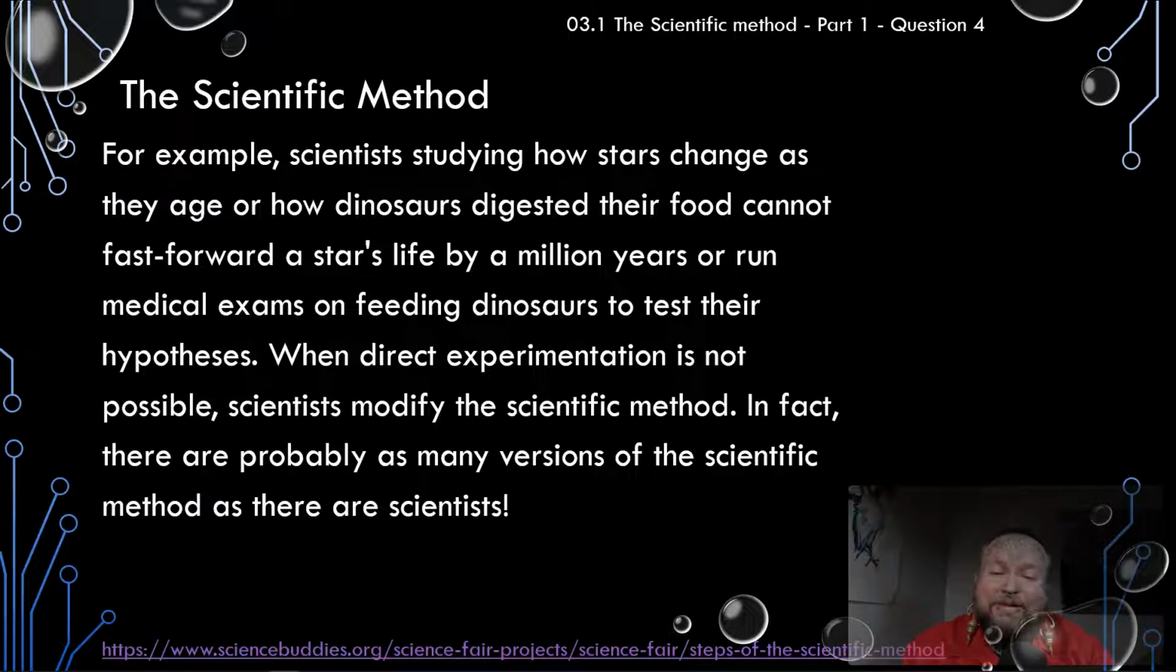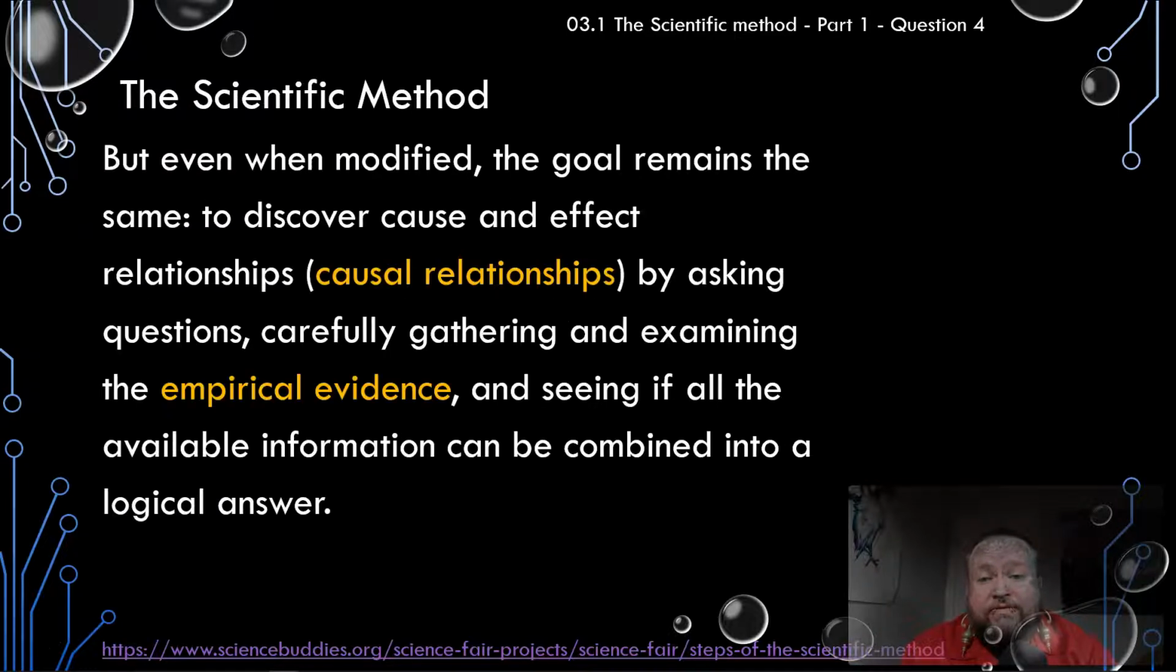This is not my background. So you have to have that modification, but it's still within there, and there's still that scientific method. But even when it's modified, the goal remains the same, to discover cause and effect relationships. So establishing a causal relationship between event 1 and event 2 by asking questions, carefully gathering and examining the empirical evidence, and seeing if all the available information can be combined into a logical answer by the end.